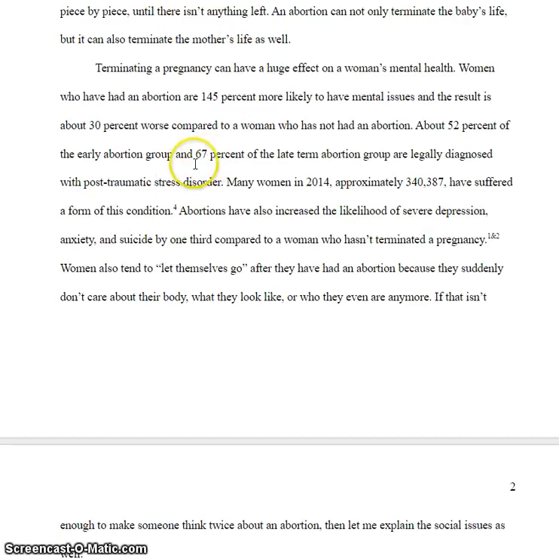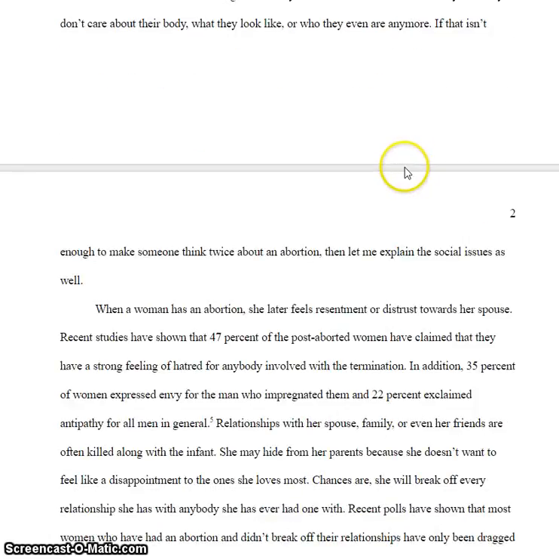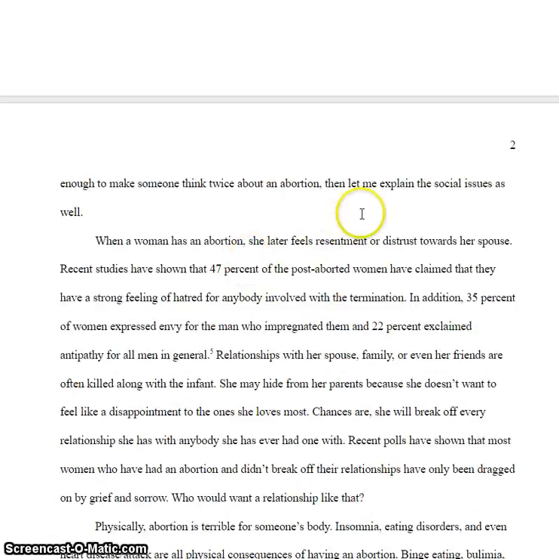I mean, why 67 are legally diagnosed with post-traumatic stress. Talk about maybe the broader implications on that. Don't just throw statistics and statistics and statistics at us. Try to think of the broader implication of what that means to us.